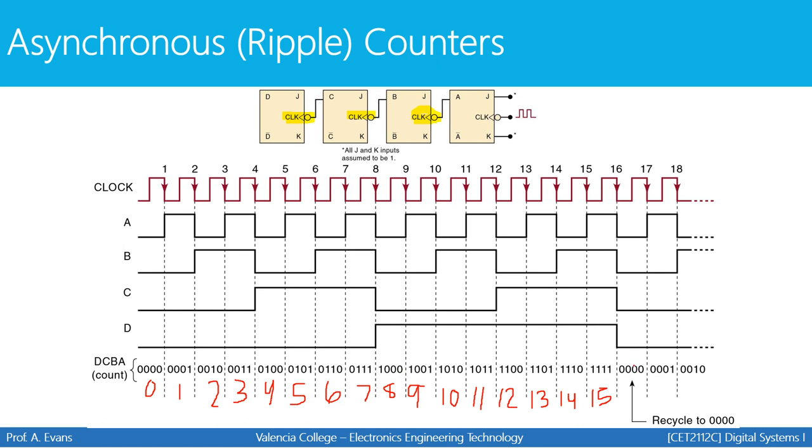And then it would recycle back to 0, so we call this the reset point, where the count starts over. That's your reset point right there. And then it'll just continue to count back up from 0 up through 15 again. This is the basic waveforms for an asynchronous ripple counter using 4 flip-flops.